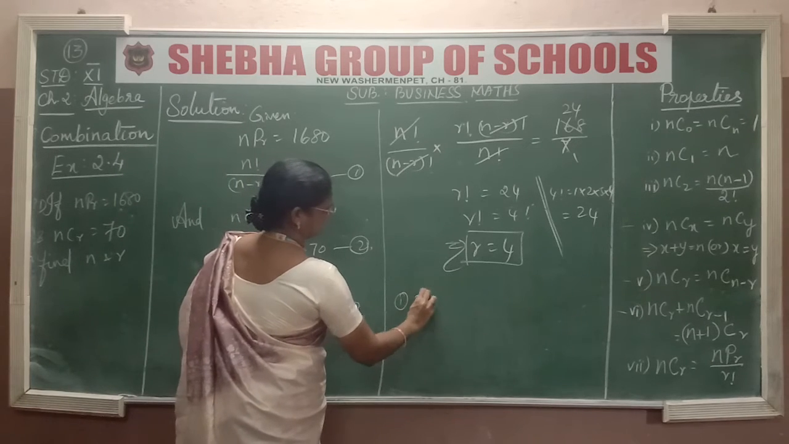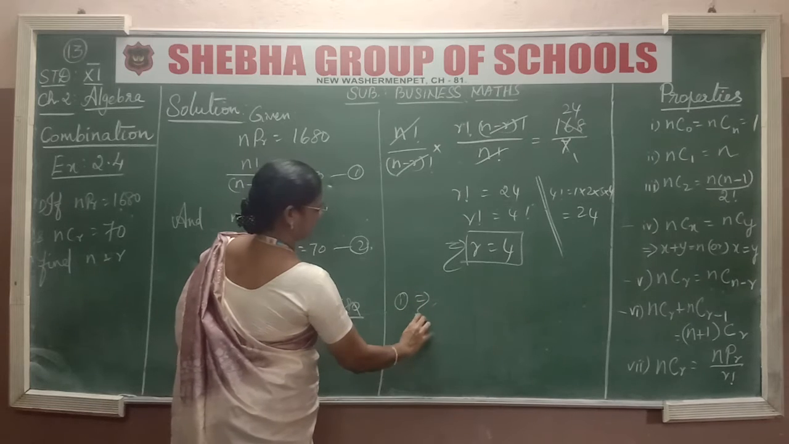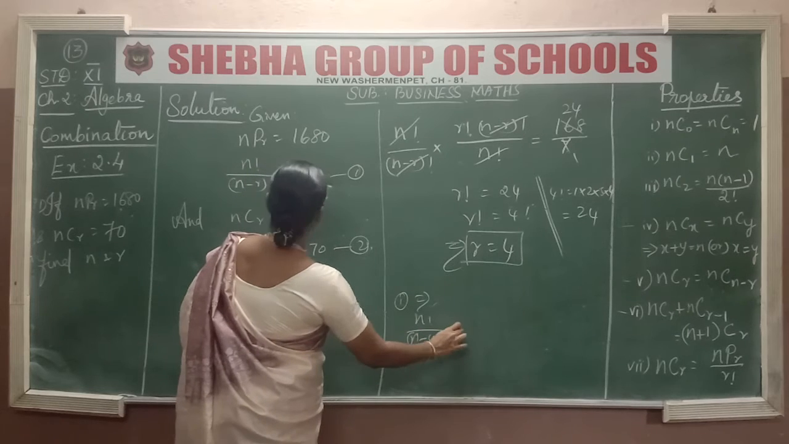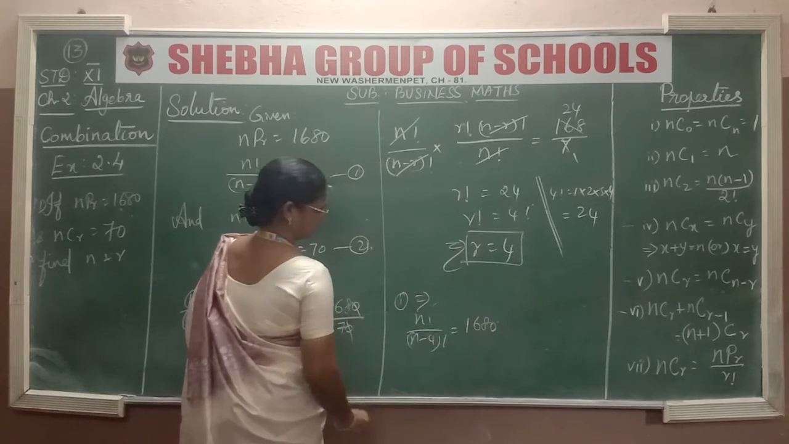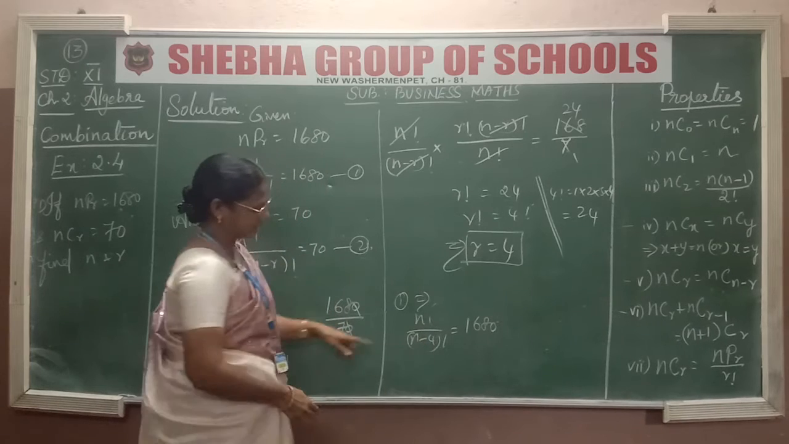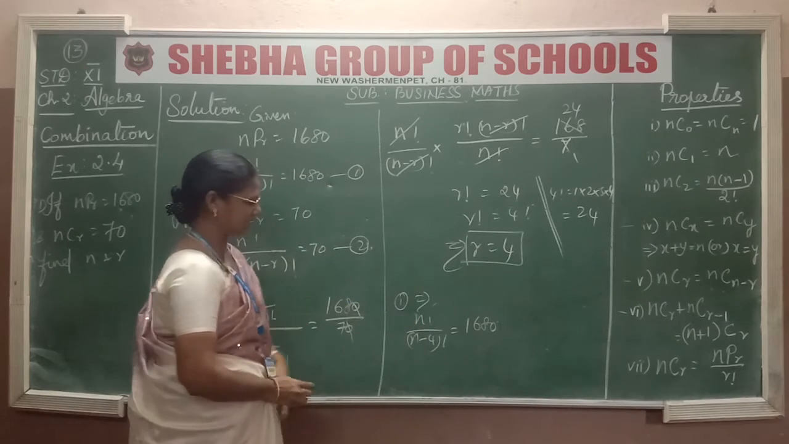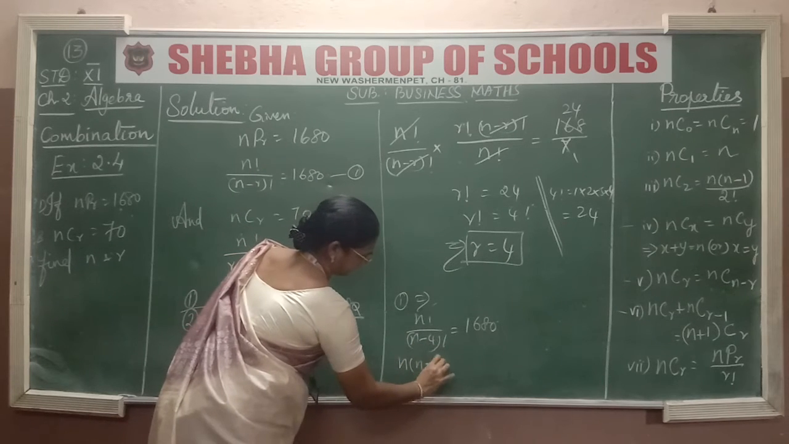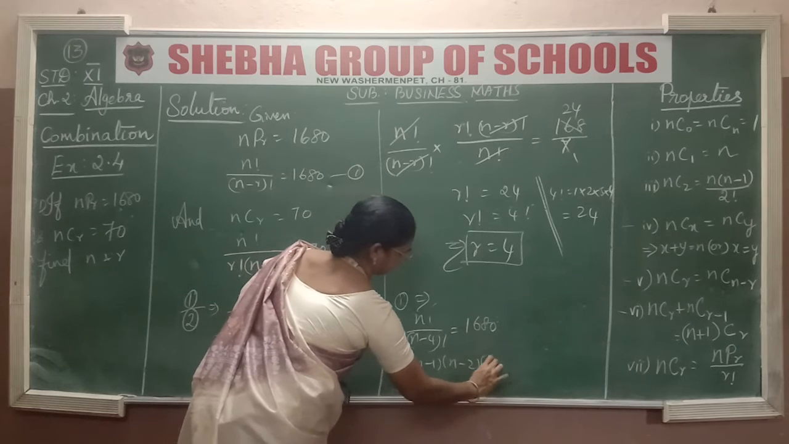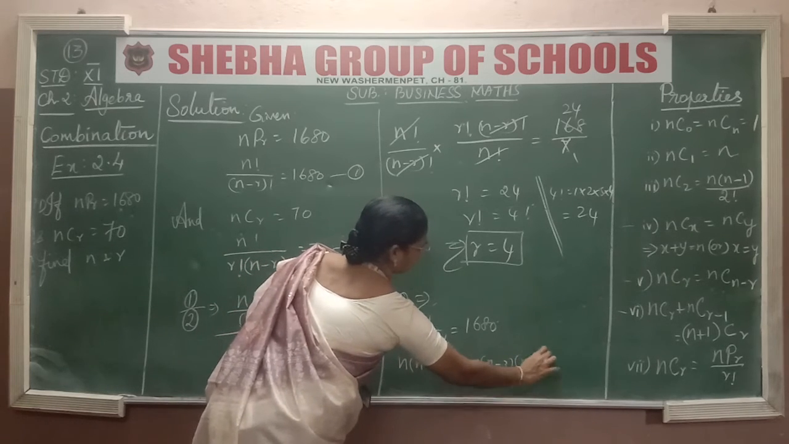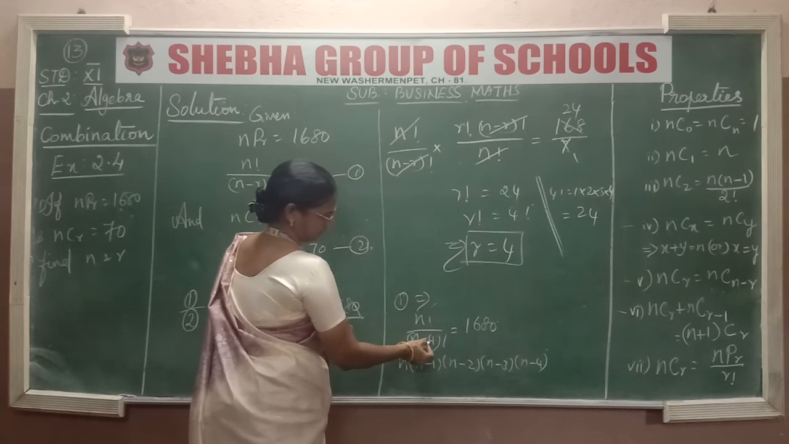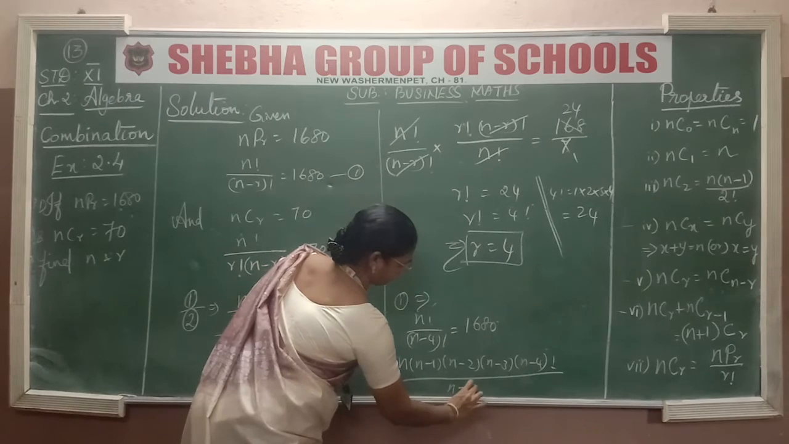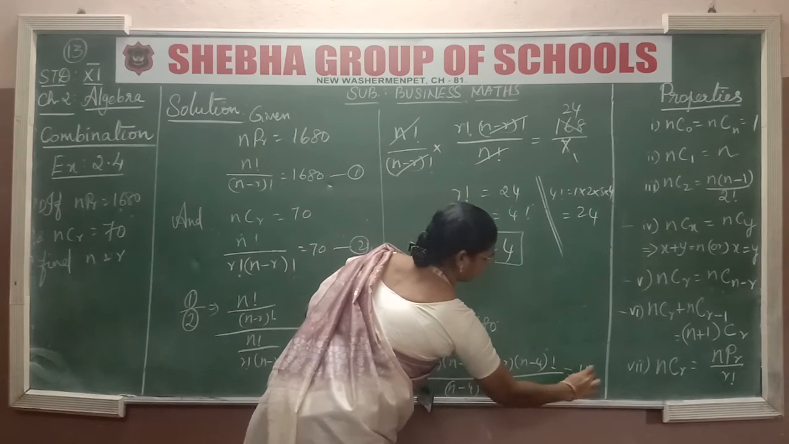So the first equation becomes n factorial by (n minus r) factorial, where r is 4, equal to 1680. So n minus 4 is the smaller one and n is bigger. We rewrite n factorial in the form of n minus 4 factorial, that is n into n minus 1 into n minus 2 into n minus 3 into n minus 4. We stop up to this because our denominator is n minus 4 factorial. So divided by n minus 4 factorial equal to 1680.